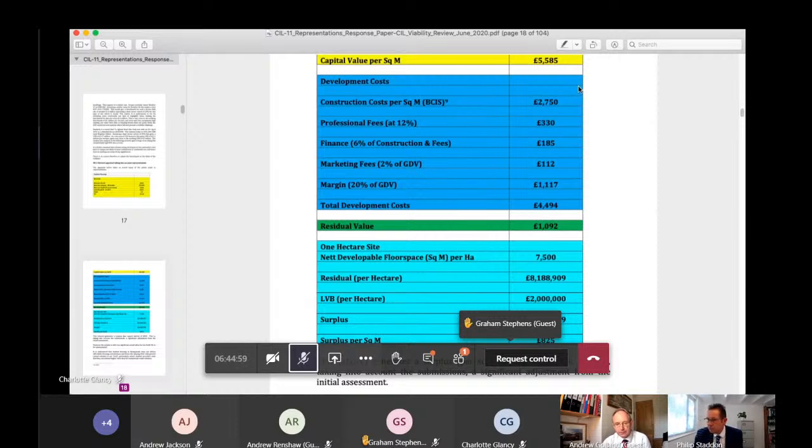And very happy to look at the intricacies of that, or the justifications for that, subject to people feeding back on that.